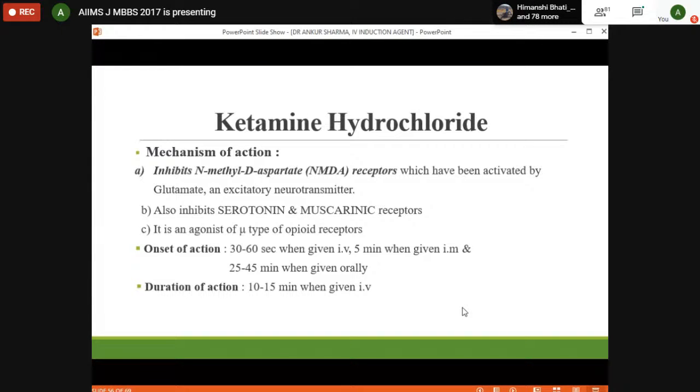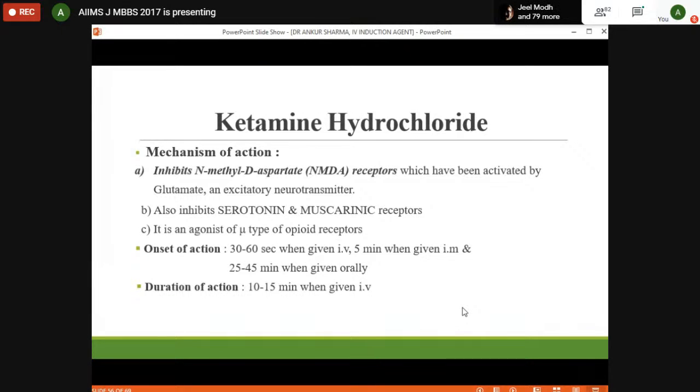Mechanism of action, as you have read in your pharmacology classes, it inhibits the NMDA receptor. What is NMDA? N-methyl-D-aspartate, which is activated by glutamate, an excitatory neurotransmitter. It also inhibits serotonin and muscarinic receptors. It is an agonist of the mu type of opioid receptor.